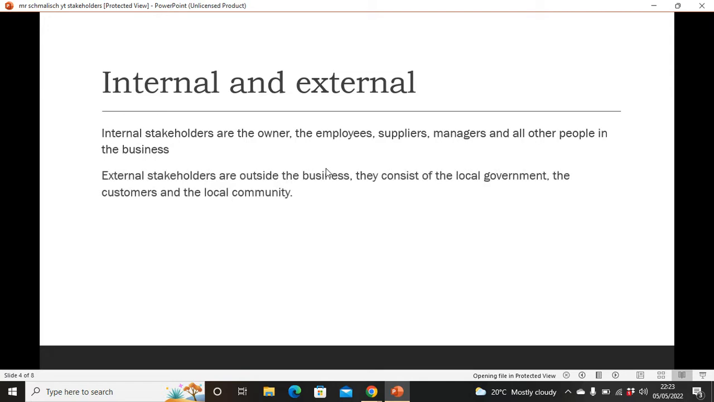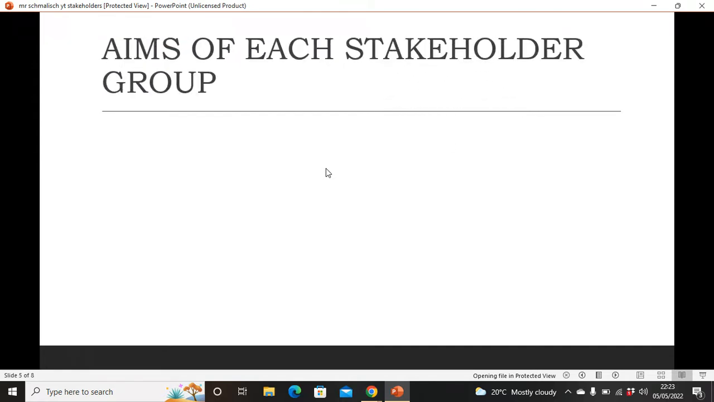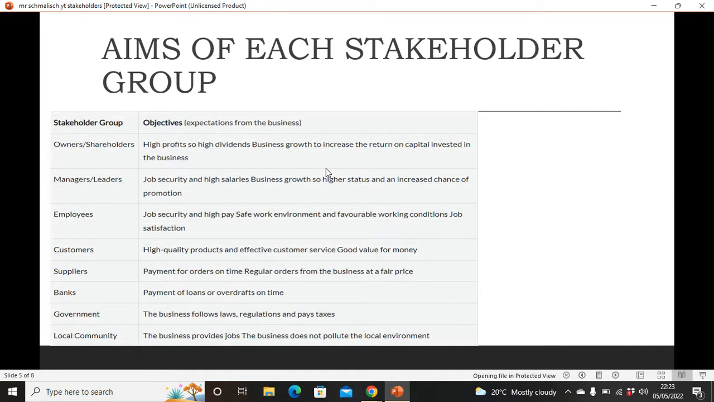Okay, and as I said, external stakeholders are outside the business. Okay, so they don't work for the business, then they're not connected to the business in that particular way. So these consist of the local government, the customers, the local community, suppliers, competitors, and any financial institute that has lent money to the business. Okay, so here is a brief summary of the aims of each stakeholder group.